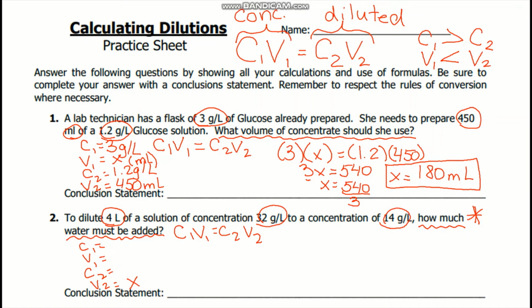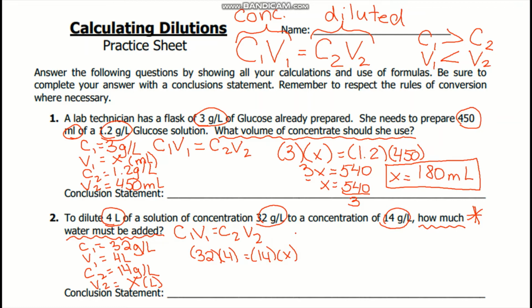Given that, we can now place the remaining variables. And of course, we're going to go by the clues. 32 grams per liter is greater than 14 grams per liter, which means 32 grams per liter is our C1. 14 grams per liter is our C2. And that means that V1 is 4 liters. We know that because V1 is in liters, our x, once we solve it, will also be in liters. And then we proceed. So 32 times 4 is equal to 14 times x.